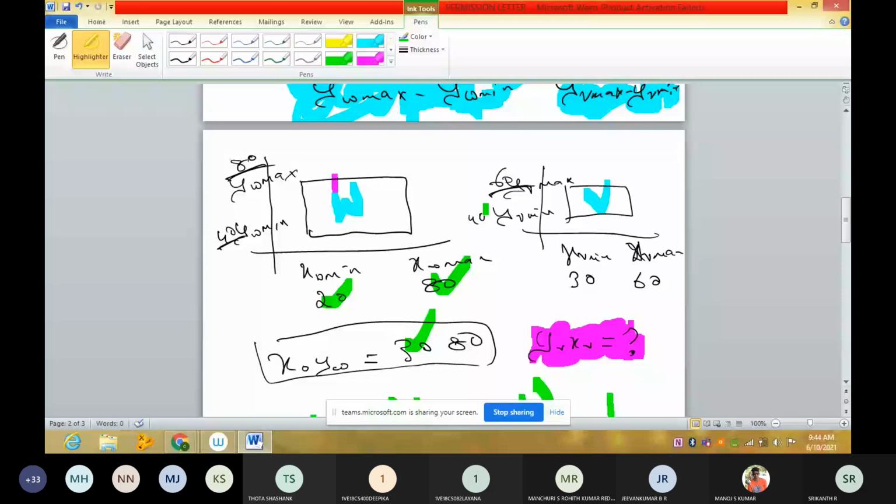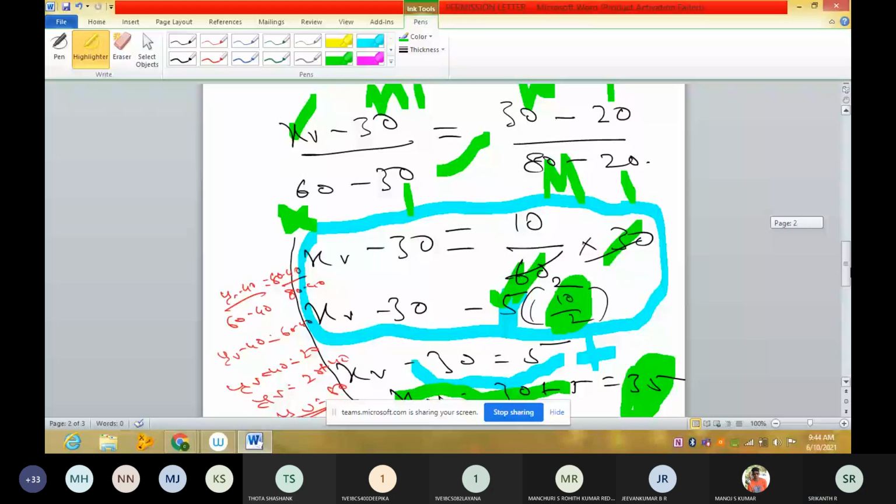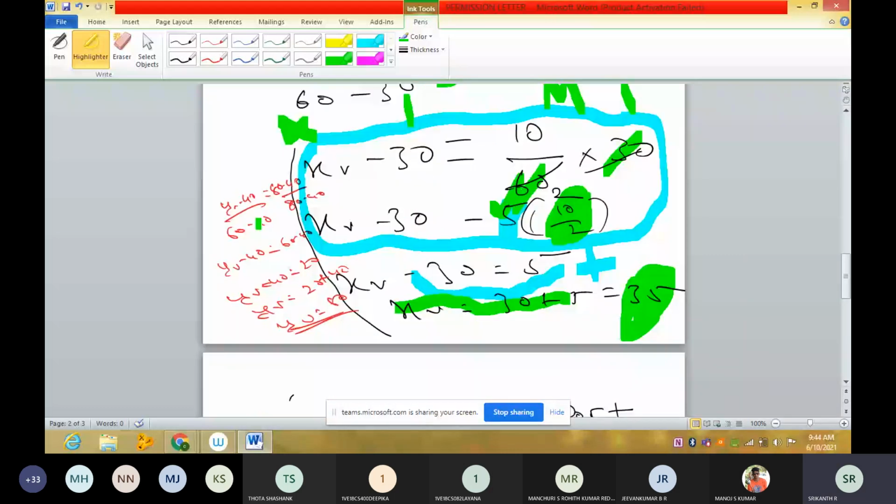YW is 80. So it will be 80 minus 40 divided by 80 minus 40. You go through this one, guys. YV minus 40 divided by 60 minus 40 is equal to 80 minus 40 divided by 80 minus 40. So we'll be having YV minus 40 is equal to 60 minus 40. YV minus 40 is equal to 20. YV is equal to 20 plus 40. YV is equal to 60.